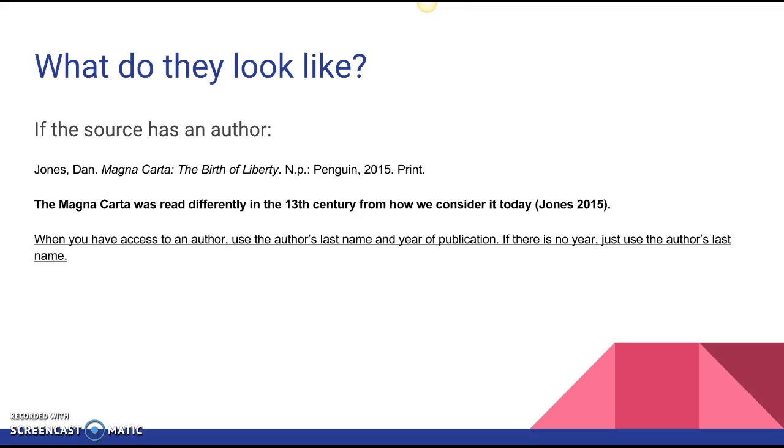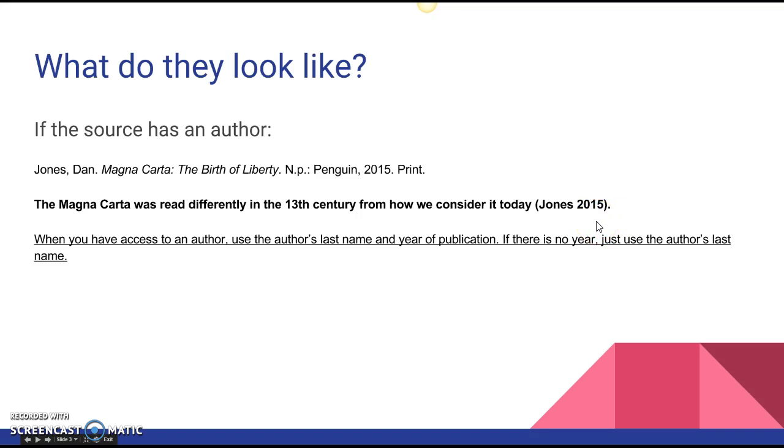The Magna Carta was read differently in the 13th century from how we consider it today. Okay, that was not my original thought. I got it from this source. I need to give credit to this author. So even though I've paraphrased, at the end of the sentence, I include the name of the author, the year of publication, close the parentheses, and there's the period.